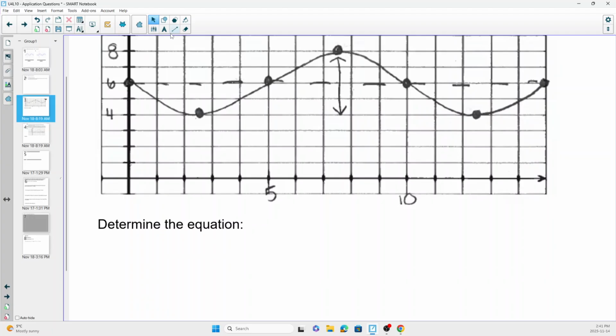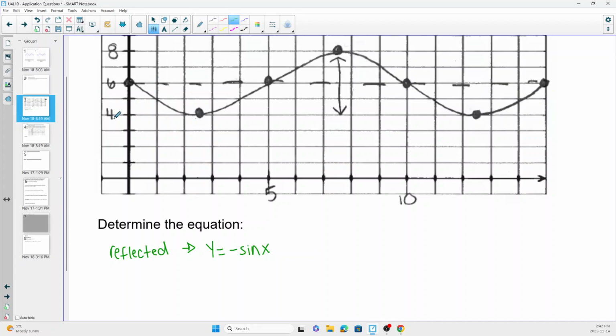So I'm going to break this down in steps as I'm noticing things. Because this is heading towards its minimum before it heads towards its maximum, let's start and say that it's been reflected. Okay, so this is being reflected. So right away, we're going to say, so far we're dealing with y equals negative sine x.